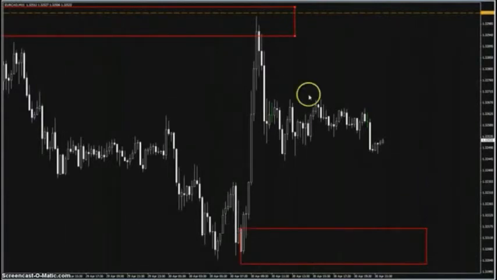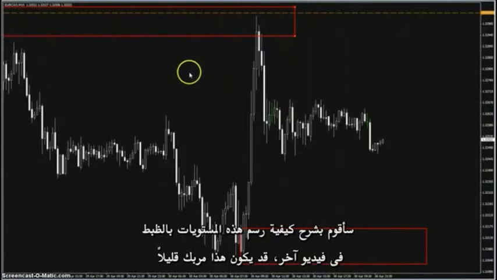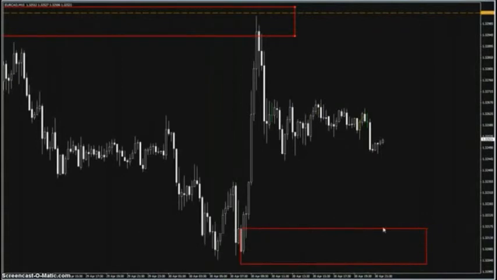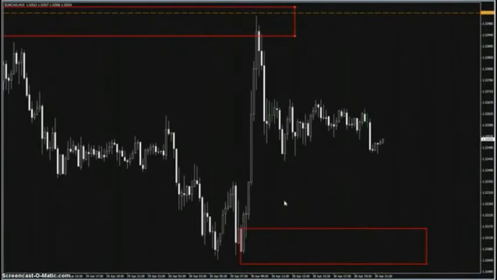This week, actually. So that's supply and demand in a nutshell. And I'll get into how you draw these levels exactly in another video. I know it can be a little confusing, determining how I get these boxes shaped the way they are. So I'll get into that in another video. But again, go over this video a few times.